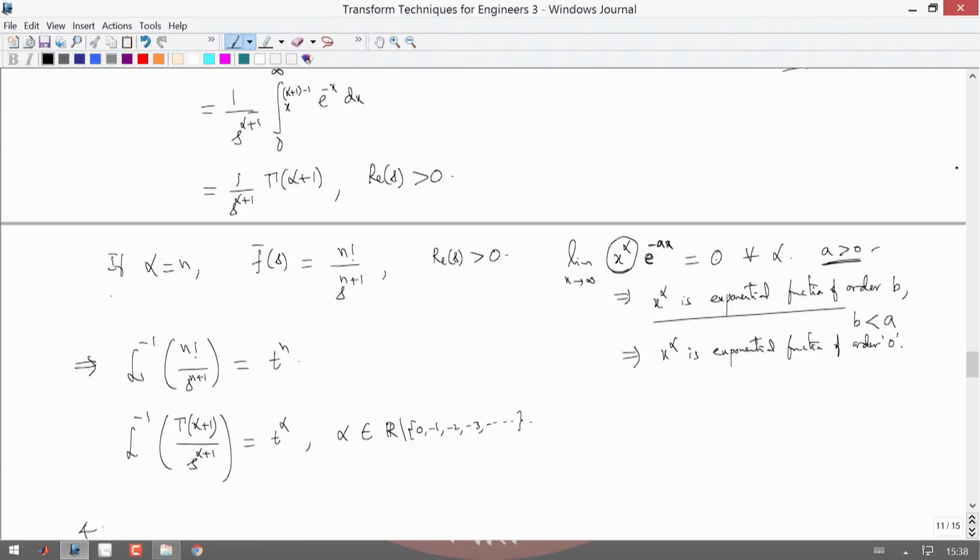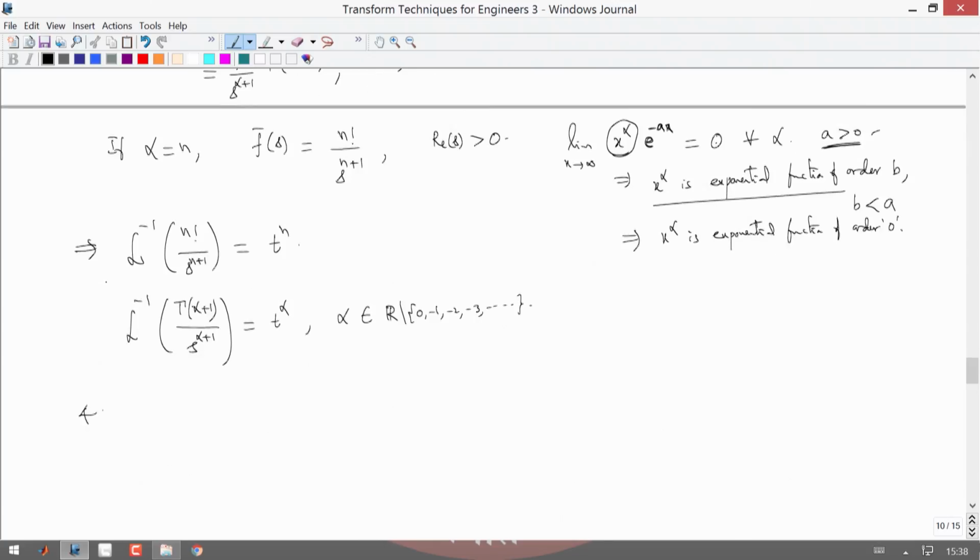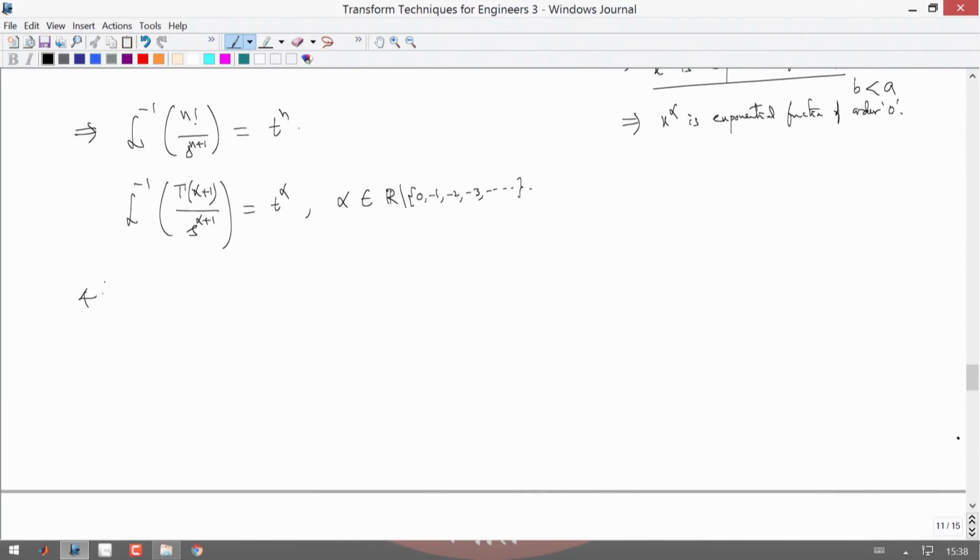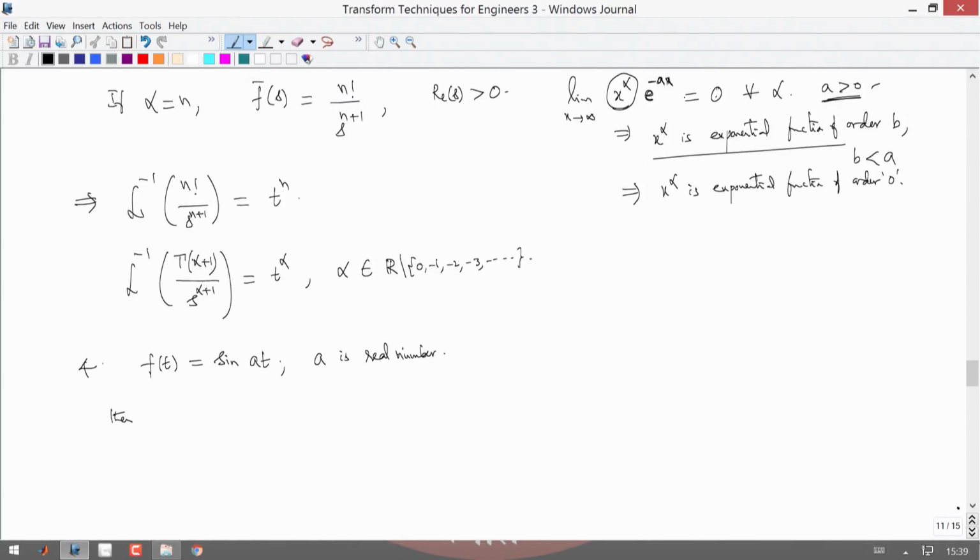Let us use trigonometric functions. If f of t is a sine function, sin at, where a is a real constant, real number, then this is also of exponential order 0, because if you multiply e power minus ax, any a positive, with sin x, as x goes to infinity, that is going to 0. So, it is of exponential order 0.